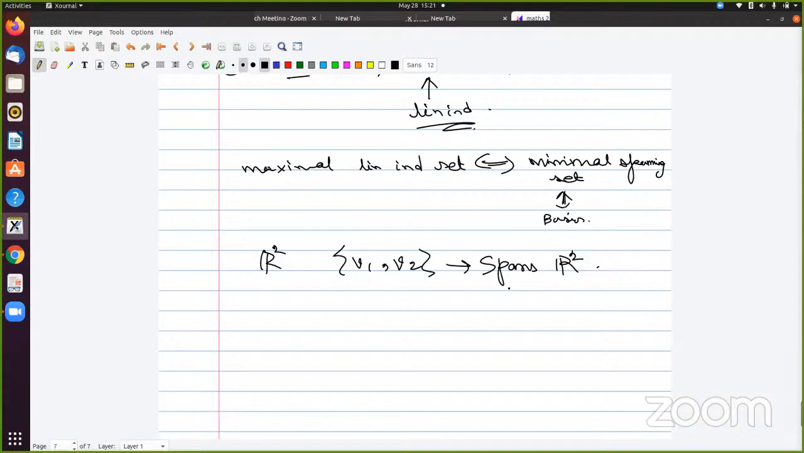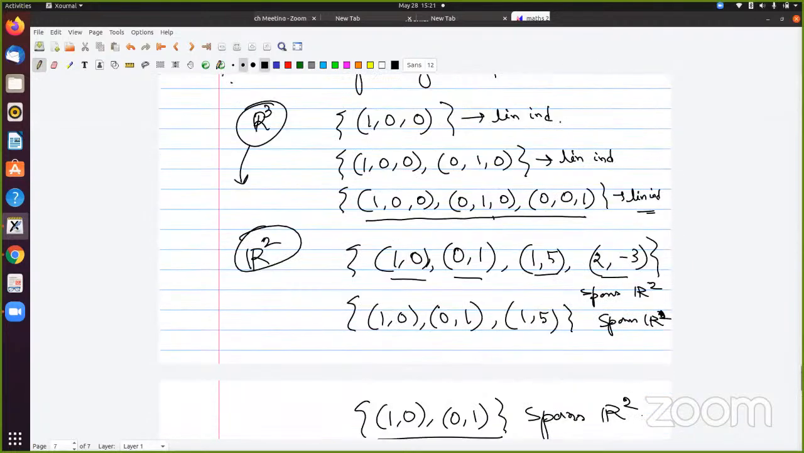Can you repeat once again? A span is supposed to define the entire vector space, correct? Having additional vectors, like what you showed a little earlier, also defines the same vector space. So span is not necessarily, by definition, minimal. No. Span can be anything as long as it defines the vector space. Okay. That was my question.